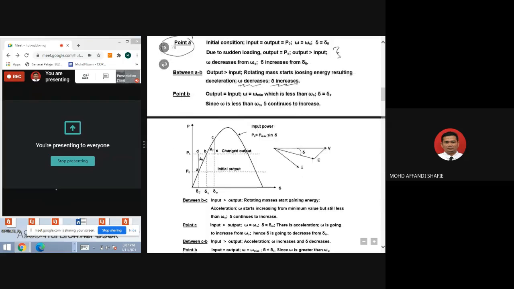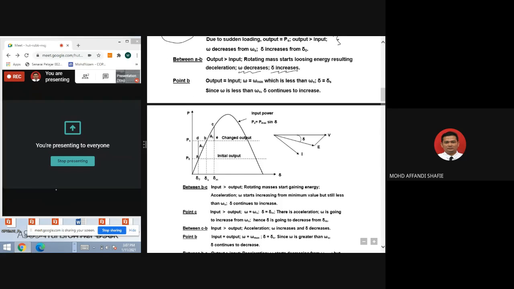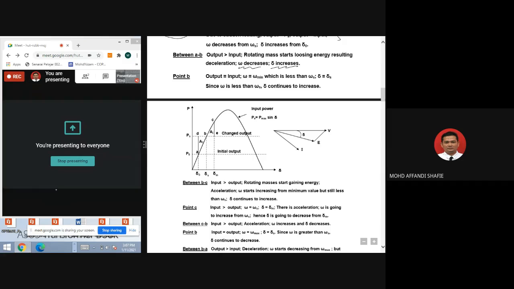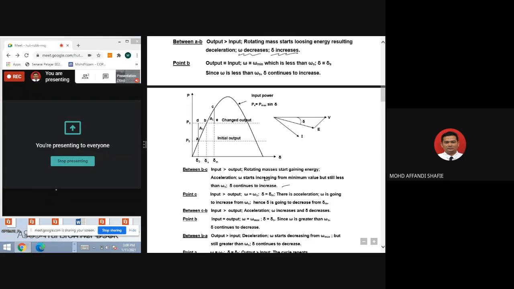Between B and C, we can see the input is more than output. The rotating mass starts gaining energy, which is acceleration. So omega starts increasing from its minimum value but is still less than omega S, and sigma continues to increase. What happens at point C? At point C, omega is equal to omega S and sigma is sigma M. There is acceleration, which means omega is going to increase from omega S, so sigma is going to decrease from sigma M.